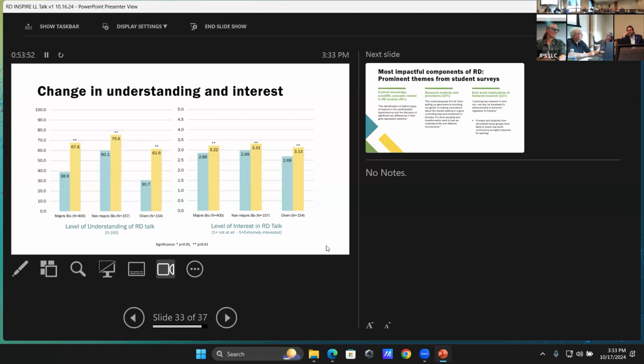And then their level of interest, we did see a shift to be more interested over time, which I think is great.